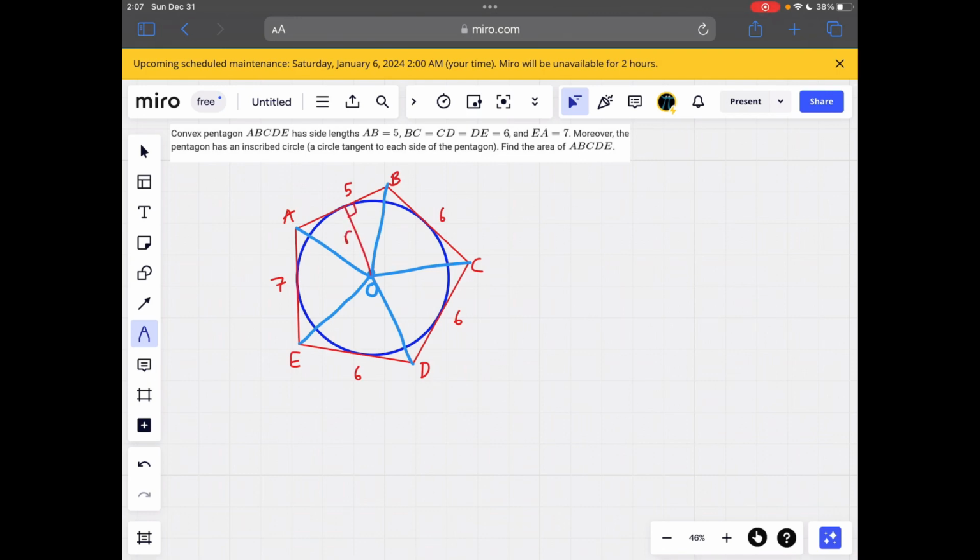So the total area of pentagon ABCDE is equal to 5r over 2, that's the area of triangle OAB, using the 1/2 base times height, 5r over 2 plus 6r over 2, plus 6r over 2, plus 6r over 2 again, plus 7r over 2 for triangle OEA. And this is the area of pentagon ABCDE. It's equal to 30r over 2, which is equal to 15r. So all we need to do is find the value of r and then multiply that by 15. Let's write that here, 15r.